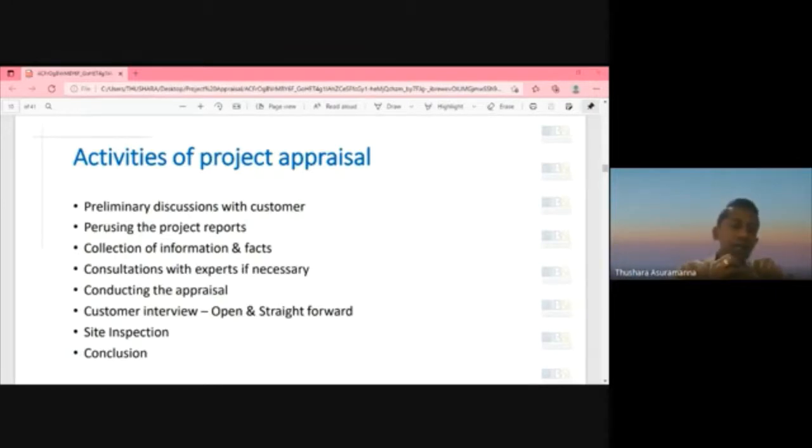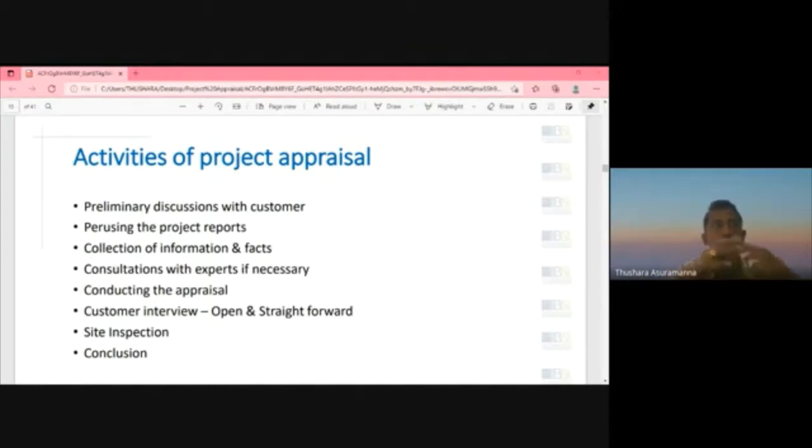Then collection of information and facts. Possibly you might get something from the client, but you do it independently. You might have some previous projects financed, progress reports, maybe outside data about the sector, performance, and future outlook. There are so many things that you can collect because they could be relevant to this project.